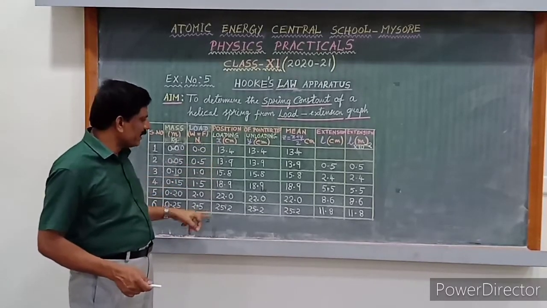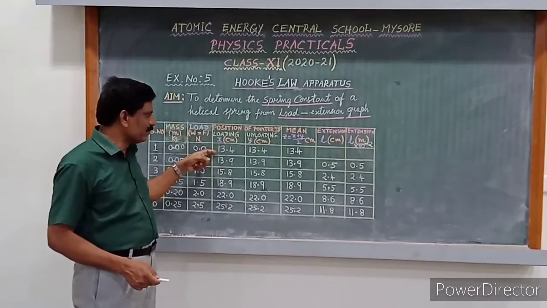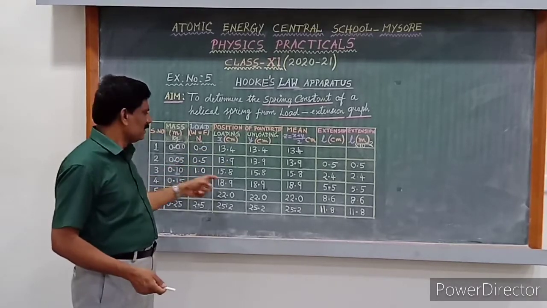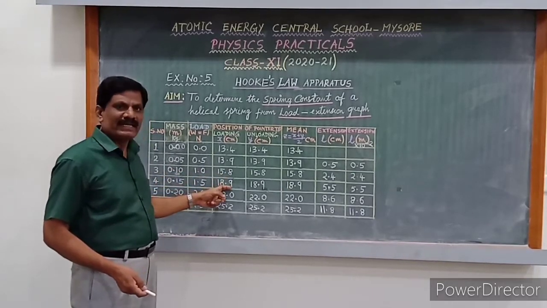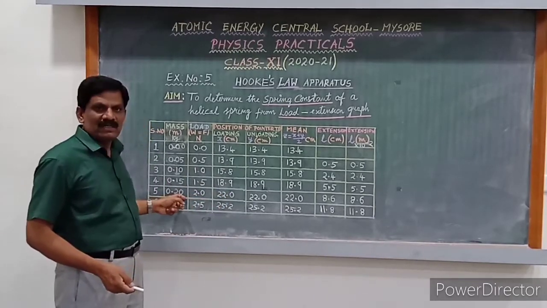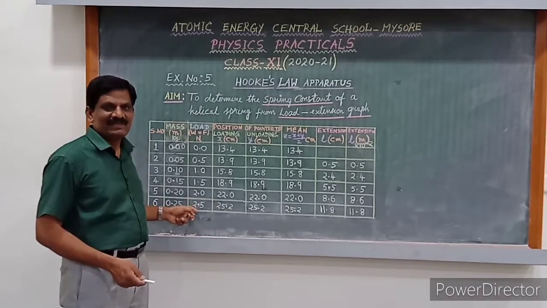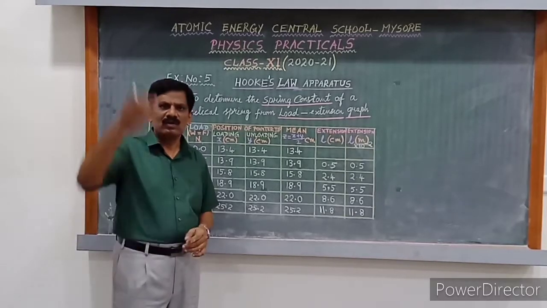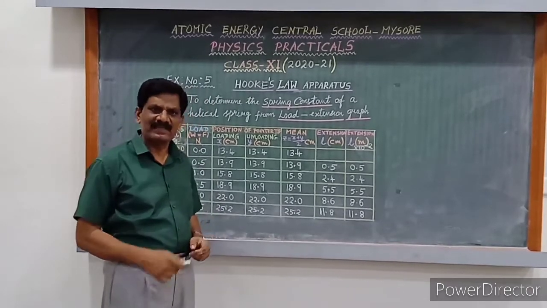During the loading, the value of X, starting from dead load, is 13.4, 13.9 for 50 gram, 15.8 for 100 gram, 18.9 for 150 gram, 22 for 200 gram and 25.2 for 250 gram. I said not more than this 250 gram weight. So under the loading column, we have noted the extension or the pointer reading as X.